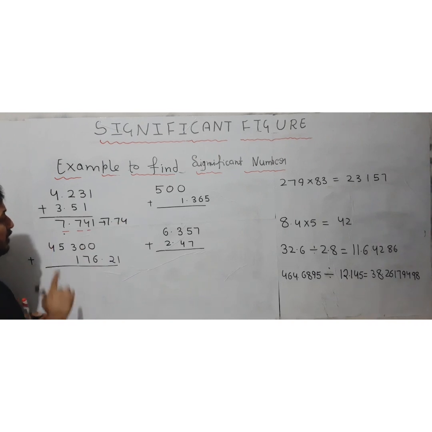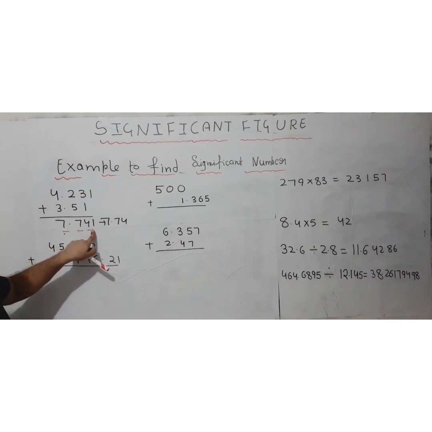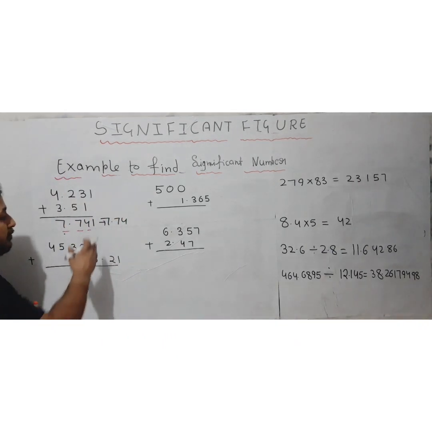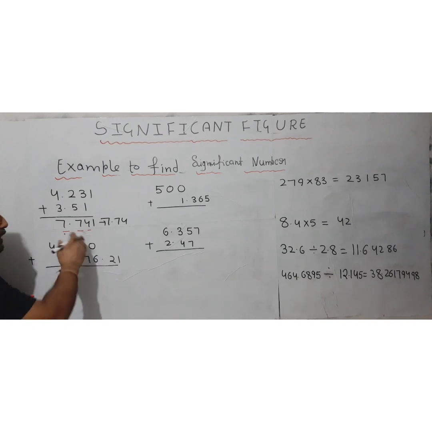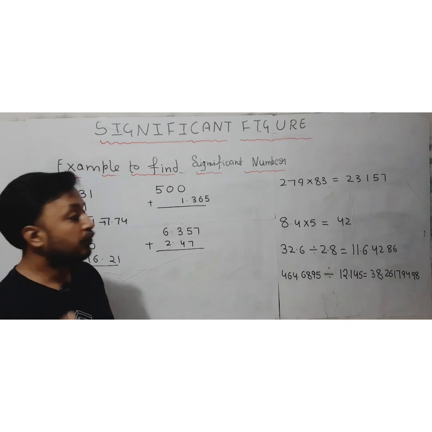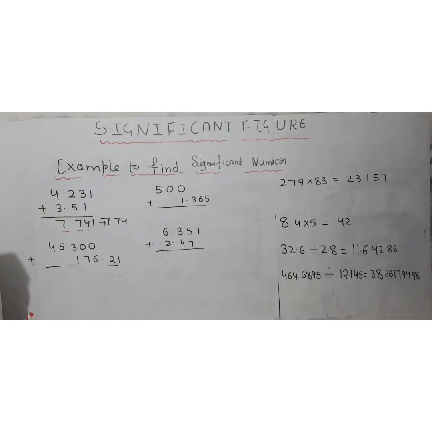So our answer should be 7.74. If we are removing one digit, here we are removing 1, then we have to follow the rules of rounding of the values. If the value is 5 or greater, then we can increase the previous digit. Suppose the value is coming like 7.745, then we can write it as 7.75. So we have to follow the rounding rules. Now we will see one more example.